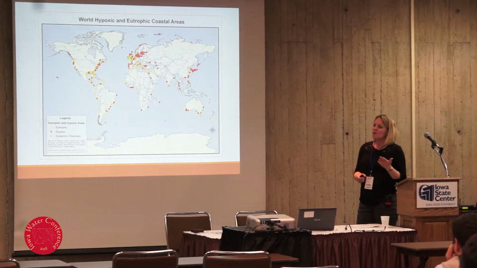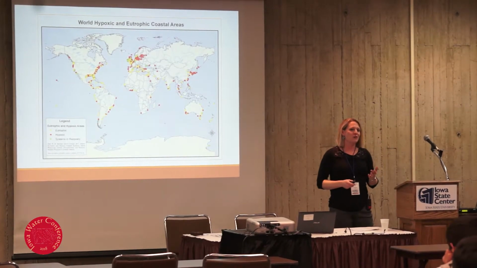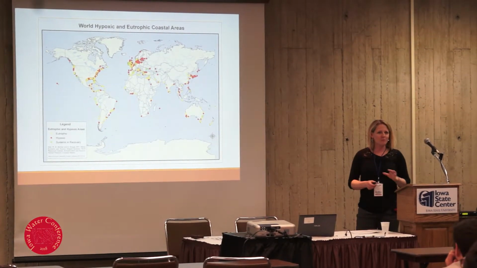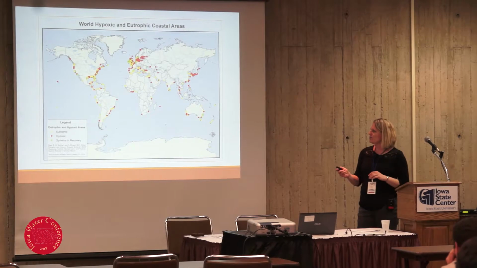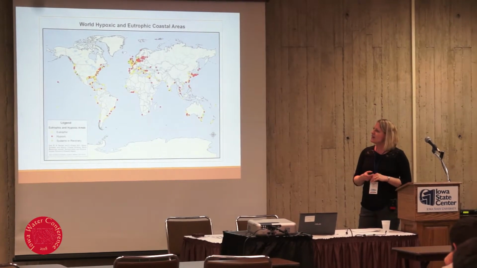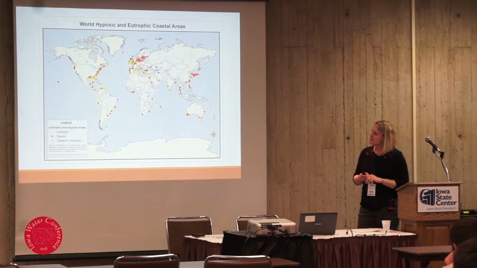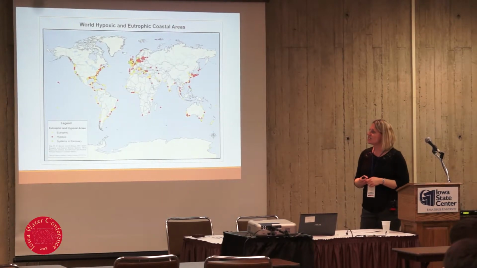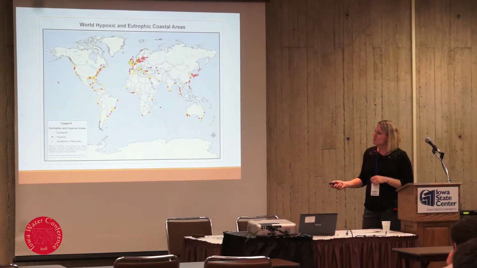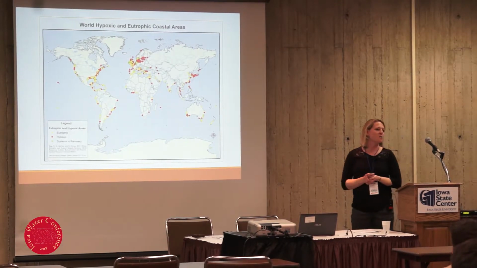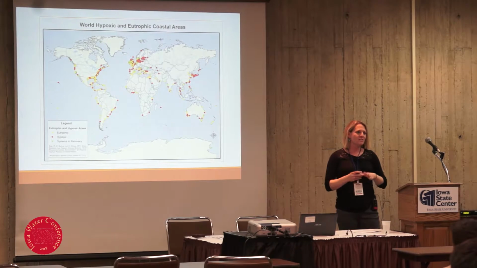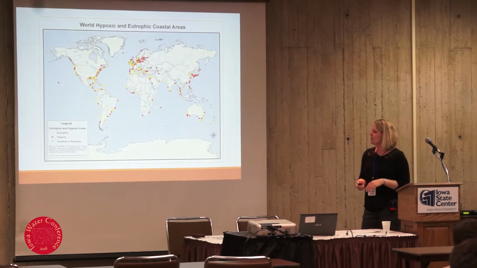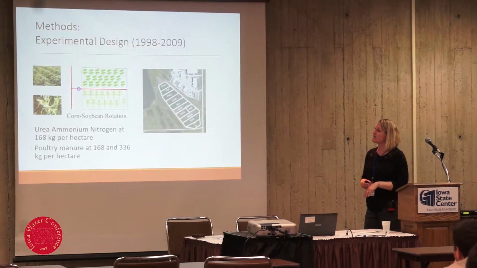We talk a lot about the Gulf of Mexico, but that's not the only eutrophic zone. You can see across the entire world, there are lots of areas that are suffering from eutrophication and hypoxic conditions. Yellow is eutrophic, red is hypoxic, and green is recovering. There are only a couple of green points up here. So this is not a problem that's unique to this part of the United States.